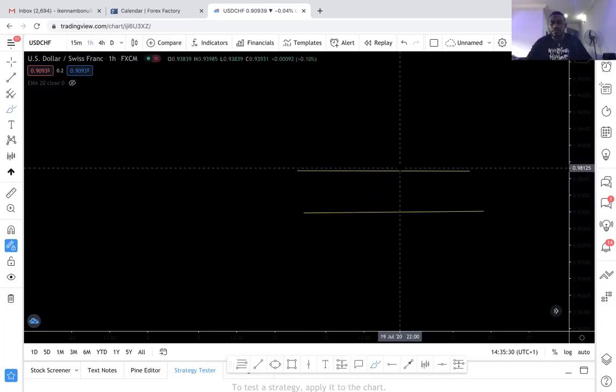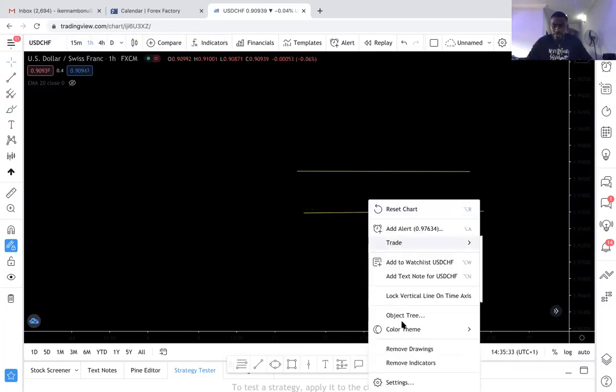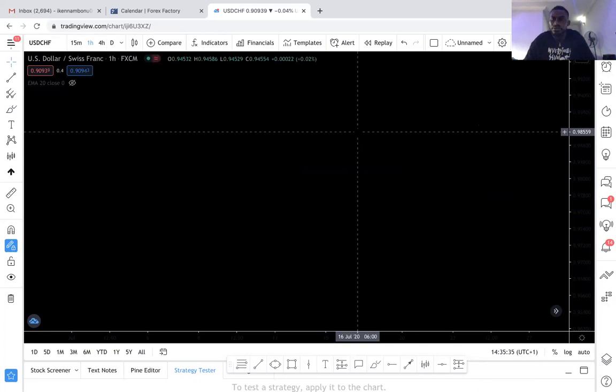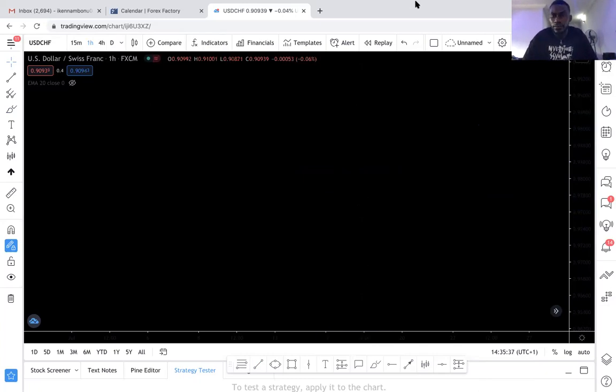So guys, you have to backtest, identify some break and retests, and send them to me on Telegram too. I'll check that out for you.